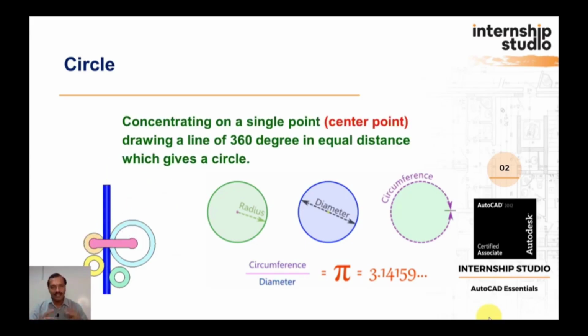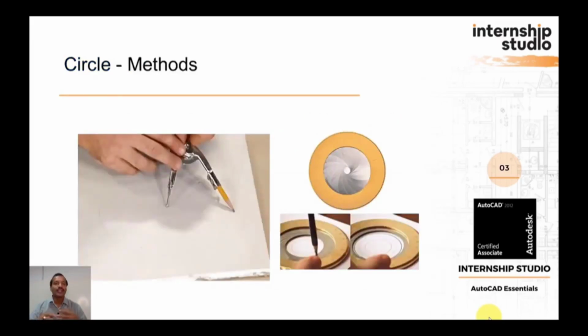How can we define a circle? A circle is nothing but concentrating or focusing on a single point, which is called the center point. Draw a line around 360 degrees with equal distance, which is called the radius, and that gives a circle. What tools do we need to draw a circle on paper? Generally, we have a compass, rings, sometimes bangles also. Apart from this, we have circle marking tools. These are all based on the center point radius method.